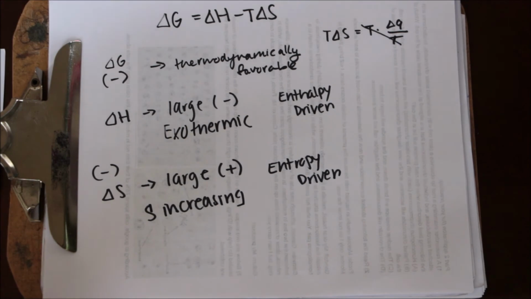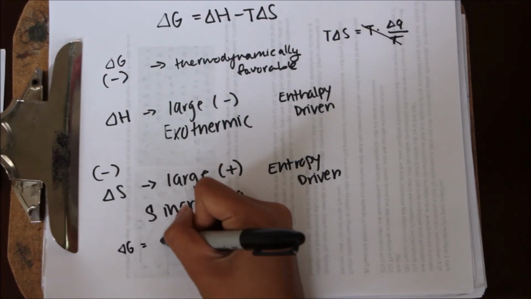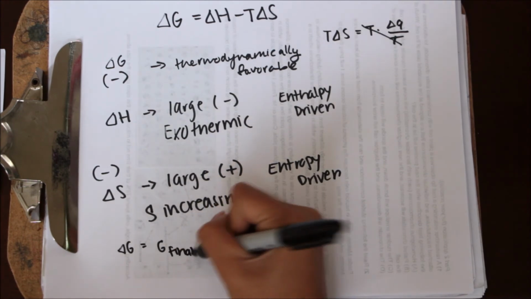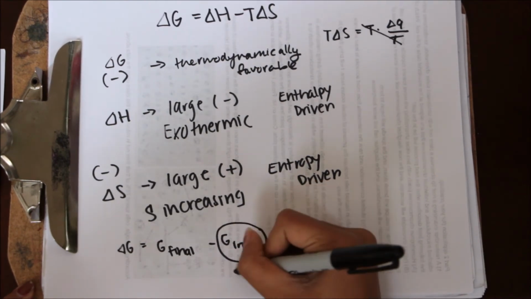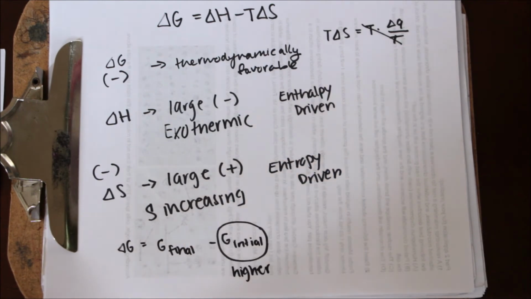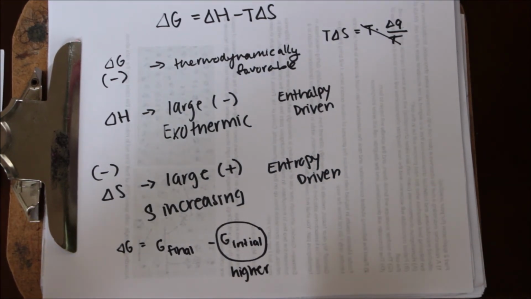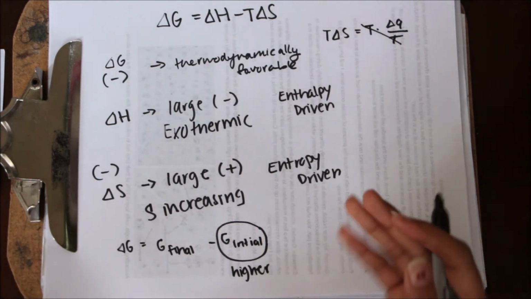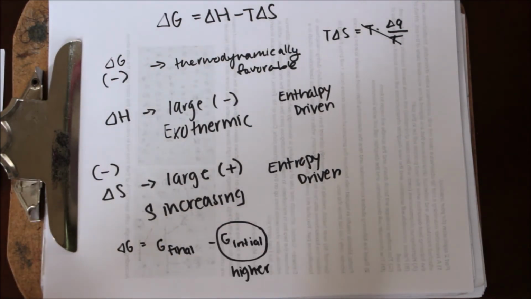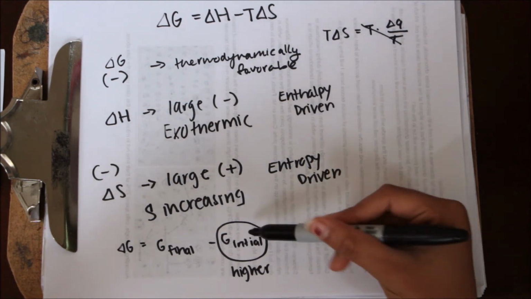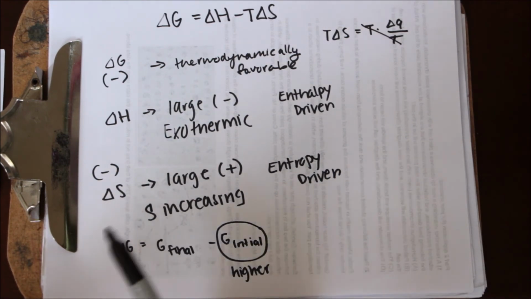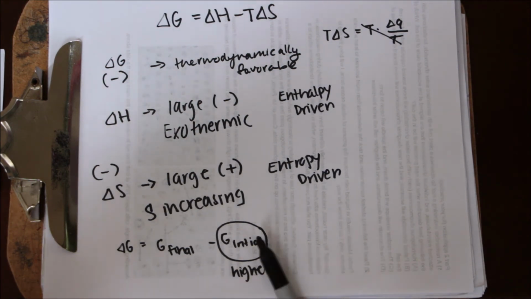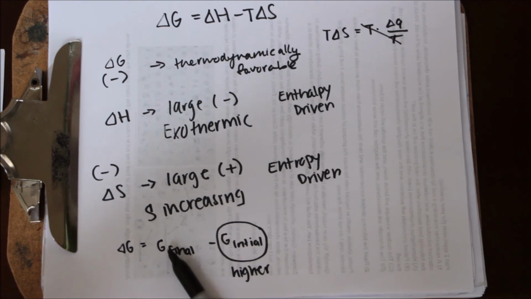So if you want delta G to be negative, you know that delta G is G final minus G initial. So this means that G initial needs to be higher or greater than G final. So Gibbs free energy is basically the amount of energy that you have to do work, but it's also a measure of how much that reaction wants to occur. So if we have something with a high amount of Gibbs free energy, then we know that it wants to go through a reaction. It wants to change. It's unstable and it wants to change. That's why when you have a high initial, you can get a delta G that's negative.